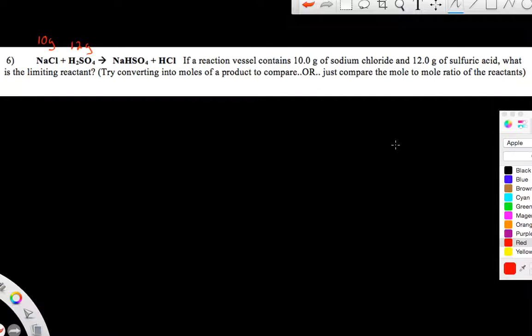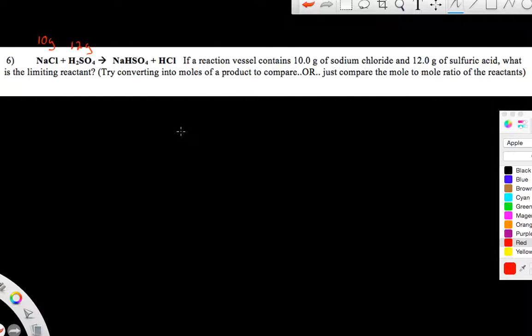So, okay, let's see here. Again, I'm going to need to ignore one of these for now and see how much product I could produce with either 10 grams of NaCl, ignoring H2SO4, or vice versa. I could choose NaHSO4 as my product to look at, or I could choose HCl. It really wouldn't matter. In this case, I'll just do HCl because it's a simpler molar mass.